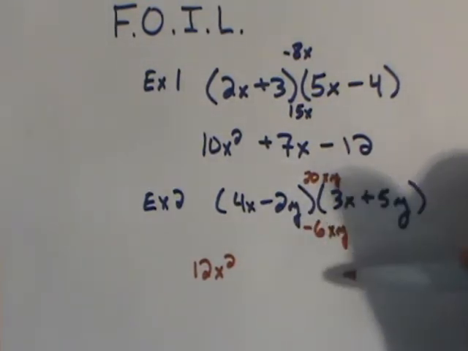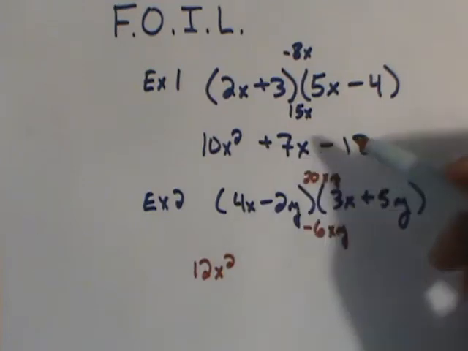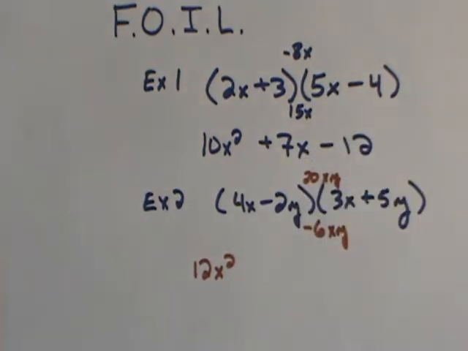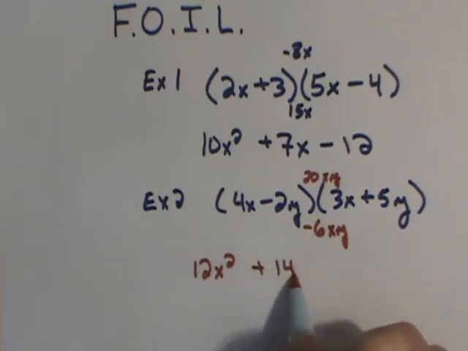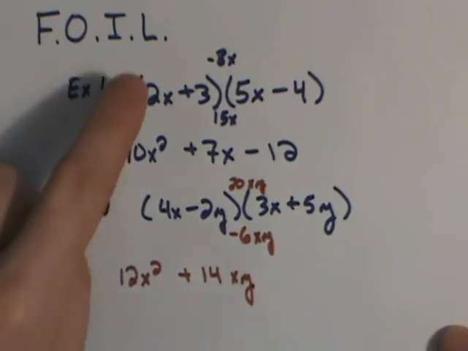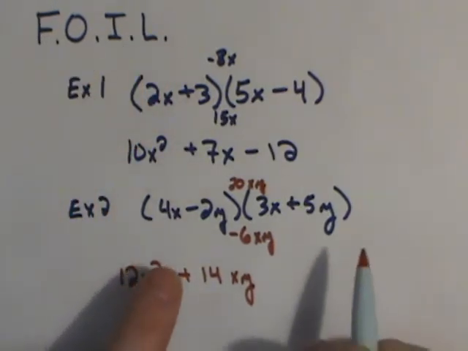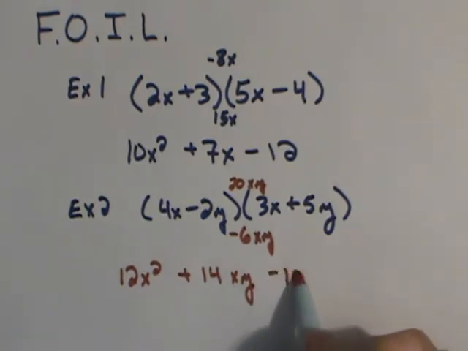Note, the labels match up, so it allows me to add or subtract these, and when we add and subtract, we create no new label. And so 20 take away 6 would be plus 14xy. And of course, we have to finish the L from the FOIL. So last with last, negative 2 times 5 would be negative 10y squared.